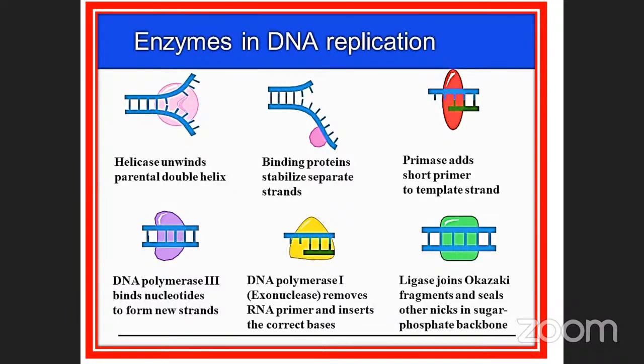Here they may ask the question. These 4 points are very, very important: helicase, DNA polymerase 3, DNA polymerase 1, and DNA ligase. Already you know that DNA primase is used for the synthesis of RNA primer. Okay, so this is our important point here.